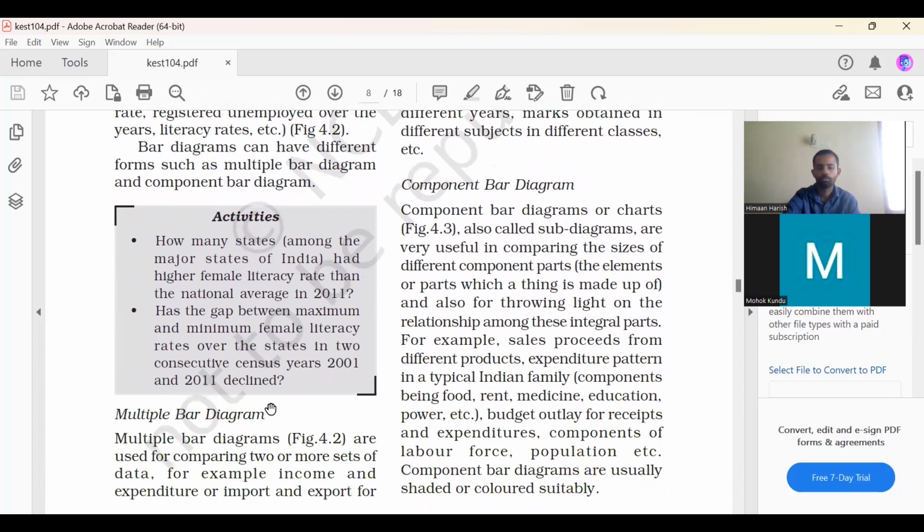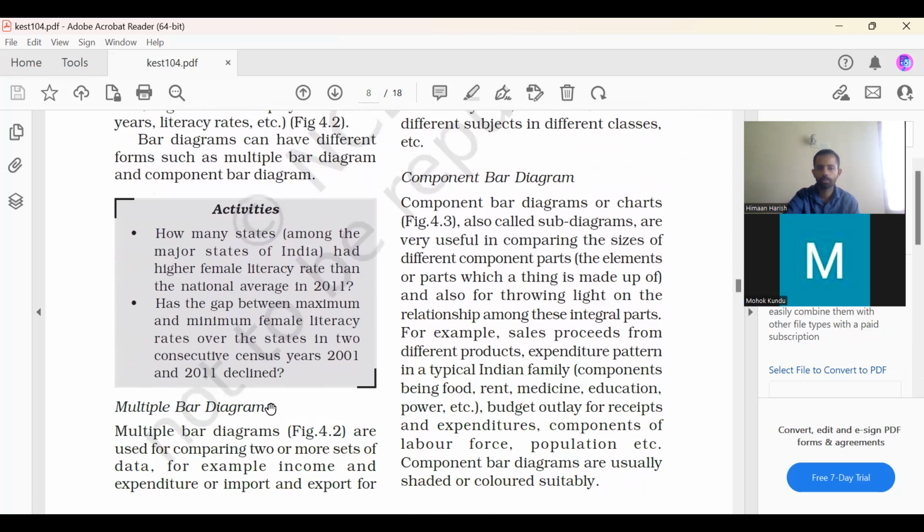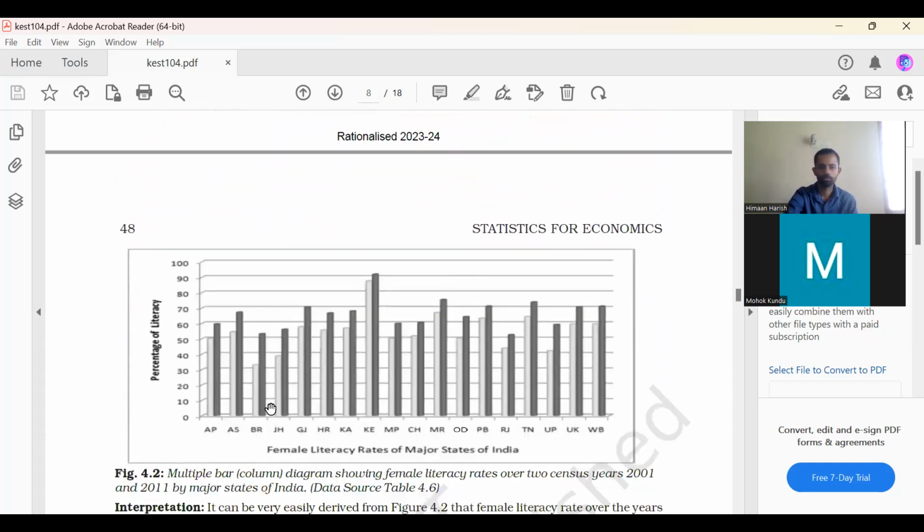Component bar diagrams or charts, which are represented in figure 4.3, are also called subdiagrams. They are very useful in comparing the sizes of different component parts, or the elements which a thing is made of, and also for throwing light on the relationship among these integral parts. For example, sales proceeds from different products, or the expenditure pattern in a typical Indian family, which has components like food, rent, medicine, education, power, etc. Other examples are budget outlay for receipts and expenditures, components of labor force, population, etc. Component bar diagrams are usually shaded or colored suitably.